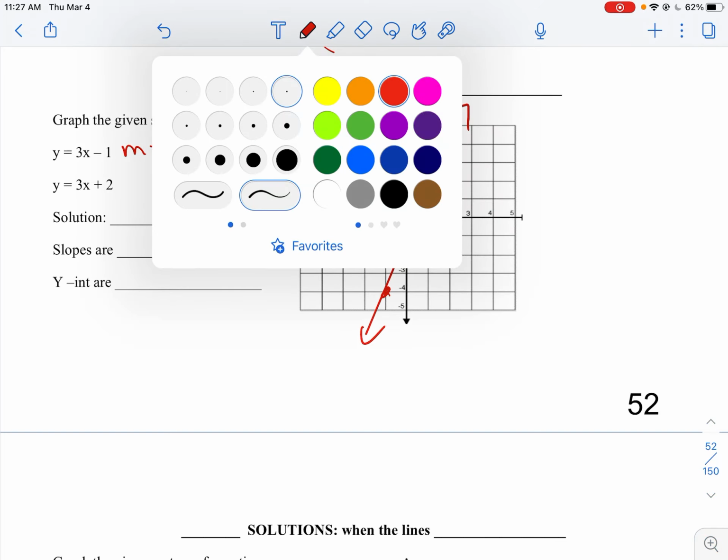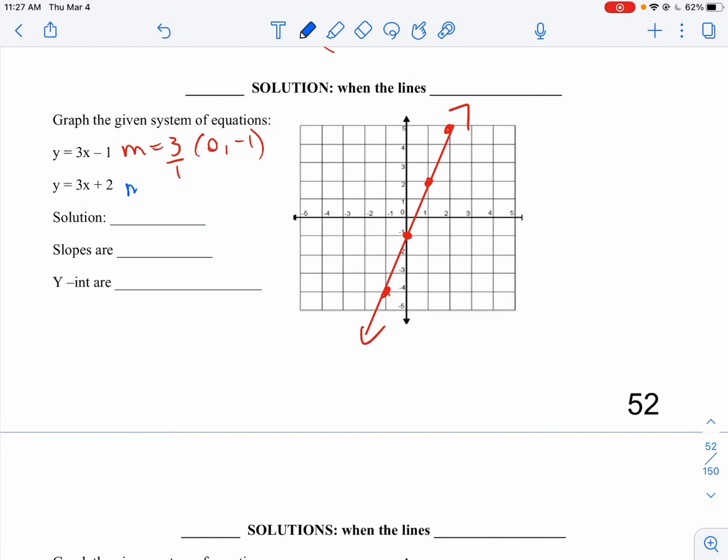Then on this second one, I'll use light blue. My slope here is 3, or 3 over 1, and it goes through the point 0, 2. So I'm going to go to 0, 2. I'm going to go up 3 over 1, or I could have gone down 3 over 1. And when I draw the line, that was a horrible line, but I can make it.